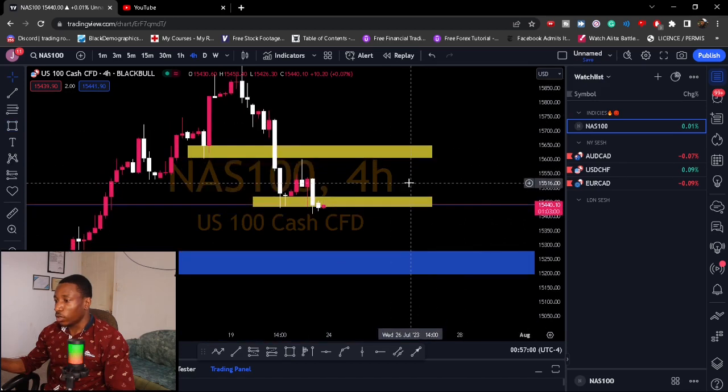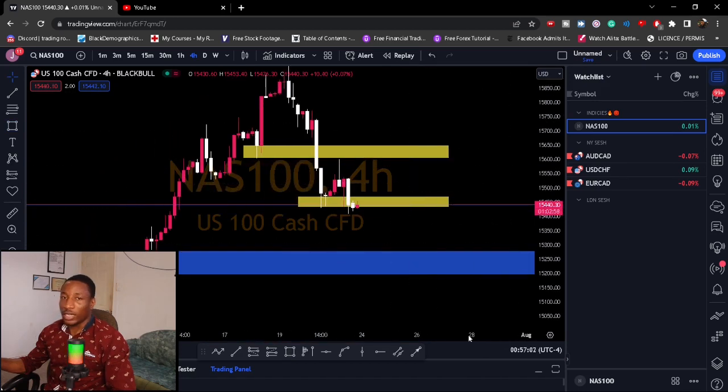So once it's either the London session or the New York session, then we'll look for entries depending on where we are, where price is basically. That's why you have to really be careful when you enter your trades, man. So that's with NAS 100.